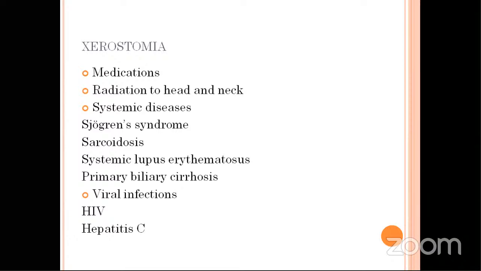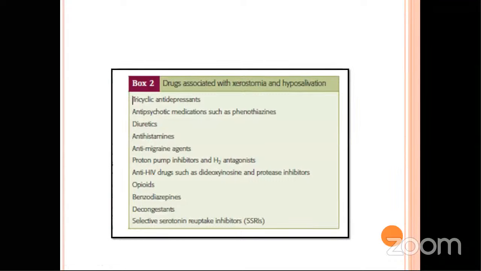So xerostomia is mainly due to medications, radiation of the head and neck, and certain systemic disorders like Sjogren's and sarcoidosis. The viral infections which lead to xerostomia are HIV and hepatitis C. And hepatitis C is actually the virus related to lichen planus. And these are some of the drugs which can lead to xerostomia.